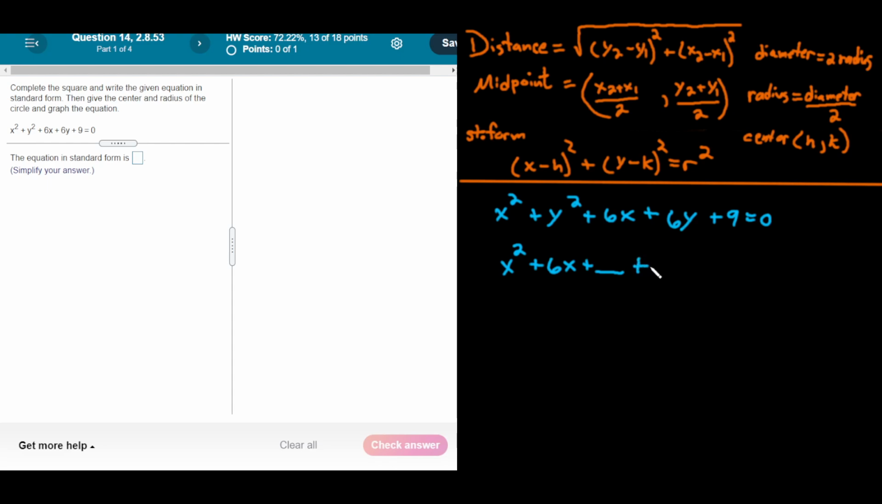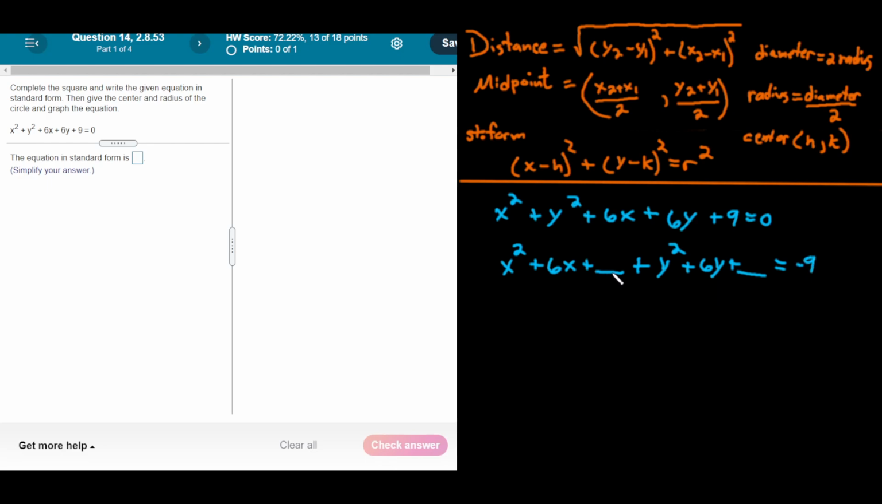All right, plus, let's write our y terms. We have y squared, and then we have the other y term, which is 6y. And we're going to leave a space, and we're going to say this is equal to. Now, notice the 9 has neither an x nor a y in it. So we're going to bring that over to the right by subtracting it, and we get negative 9.